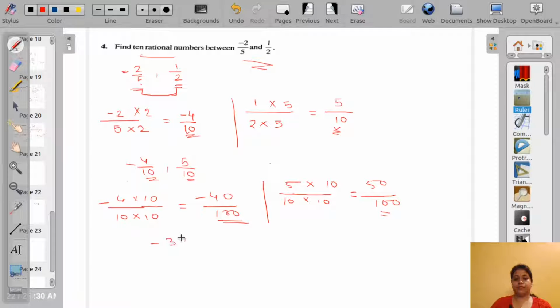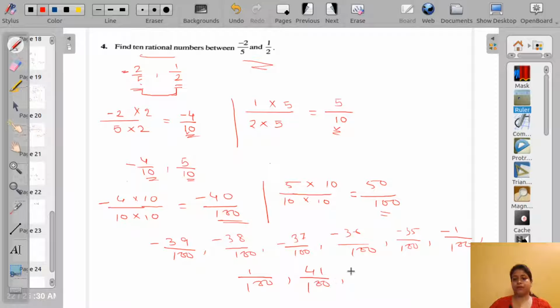So we can write minus 39 by 100, minus 38 by 100, minus 37 by 100. Only 10 we have to write, though there are many. So minus 35 by 100 and minus 1 by 100. We can also write 1 by 100, 41 by 100, 42 by 100, and 49 by 100. So we have got the 10. 1, 2, 3, 4, 5, 6, and 4. Yes, 10. These are the 10 rational numbers we have written between minus 2 by 5 and half.